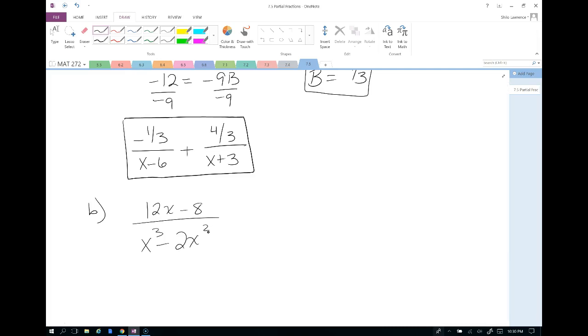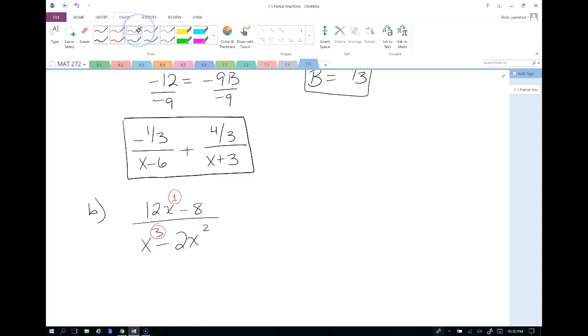Make sure that you have a proper fraction. My degree in the numerator is 1. My degree in the denominator is 3. Since the degree in the denominator is larger, it is a proper fraction, so we're safe to go ahead and continue with our partial fraction decomposition. If it was not proper, we would want to use polynomial division to simplify it and make it proper.